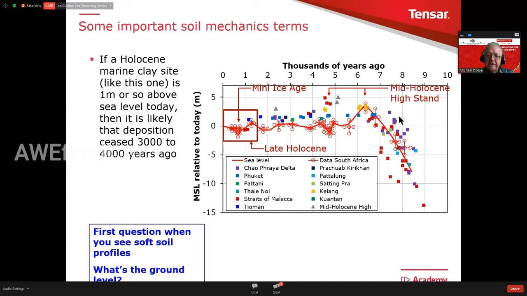So one important point to ask, whenever you're looking at profiles of soft clays, which we often do in this part of the world, is whether or not they're marine clays, because then you'll have an indication of their likely properties. And an important question is, what's the ground level? Because if the ground level is more than about 2 or 3 meters, it's really not possible that they could be marine clays. They would have to be formed in some other depositional environment.